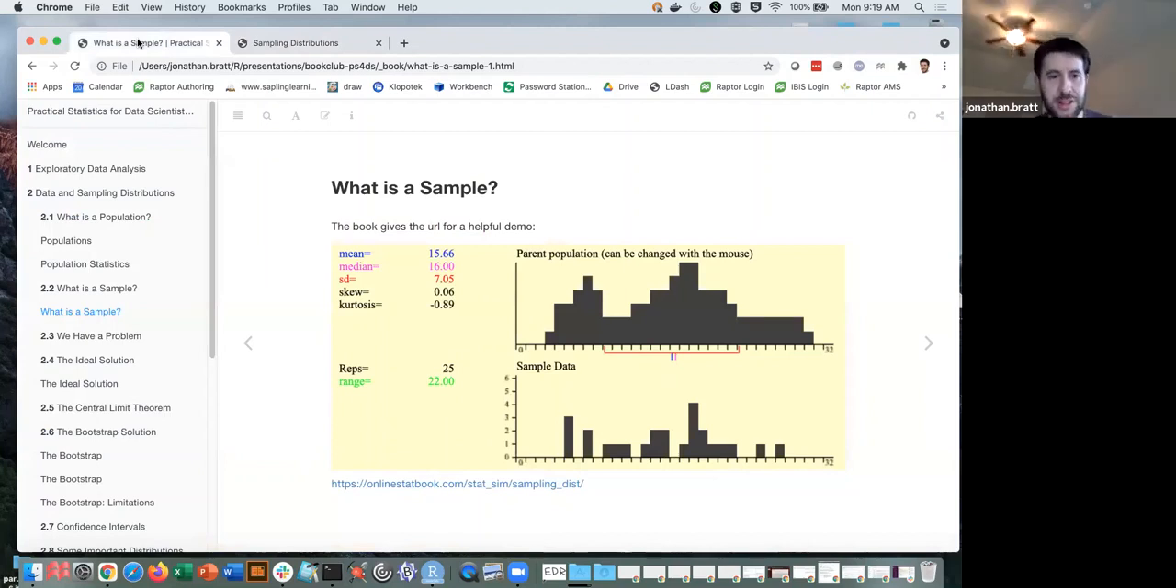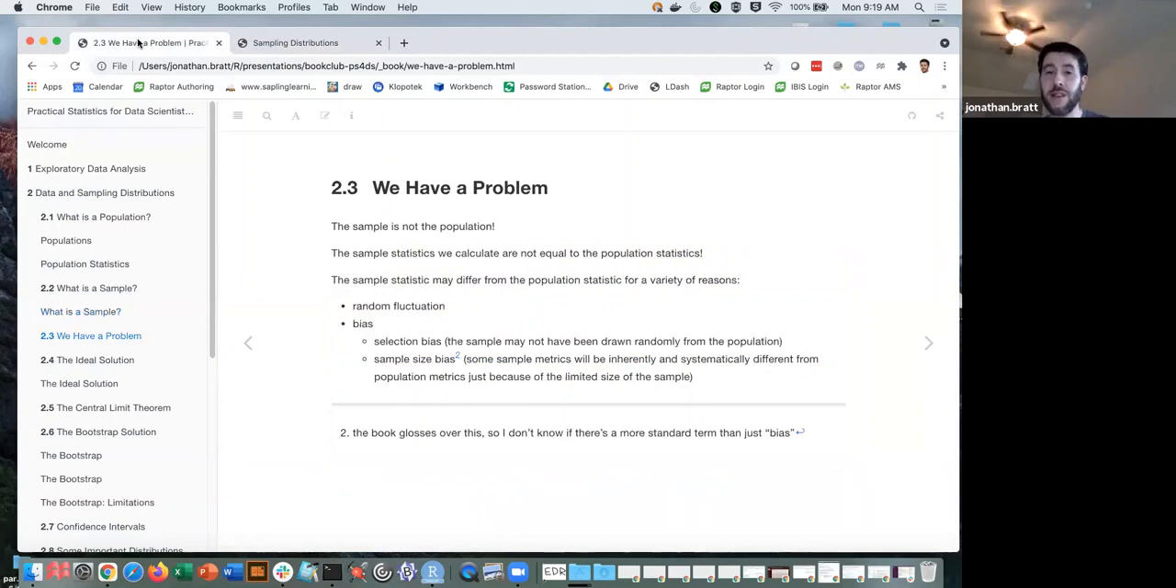Okay, so population and sampling. Now you can probably see already that there's a problem, and it's unavoidable: the sample is not the population. In all but the trivial cases, the sample is not the population. So the statistics that we calculate on the sample are not going to be the same as the true population statistics. If I sample a population and calculate the mean, that mean will not in general be exactly equal to the mean of the population. There are several reasons that the sample is different from the population.